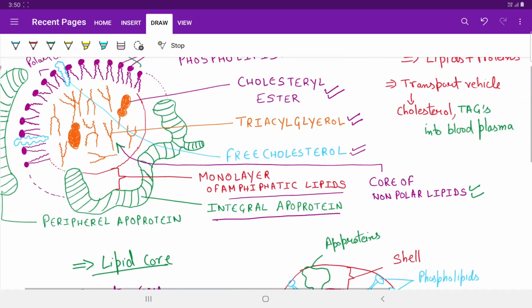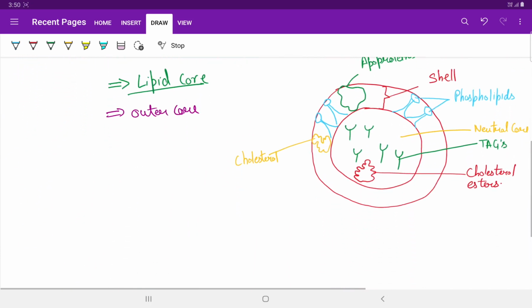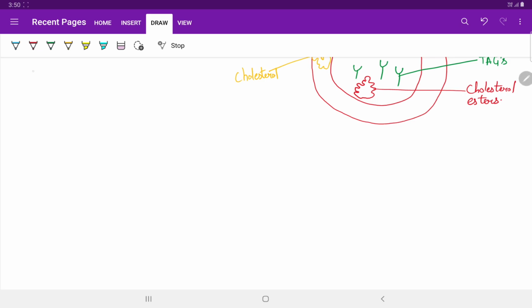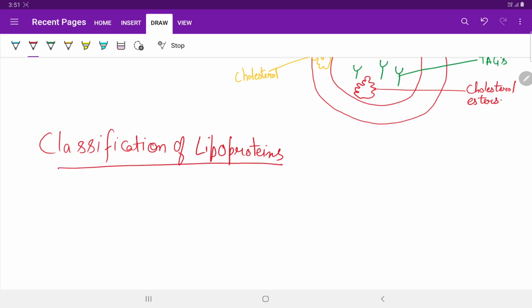Here you can see. Now, we shall be writing the classification of lipoproteins. So, how are these lipoproteins classified? Number 1 are chylomicrons.